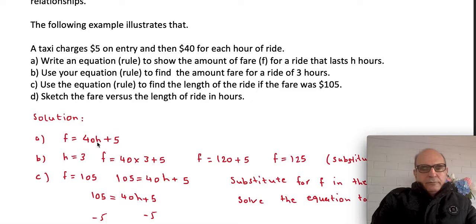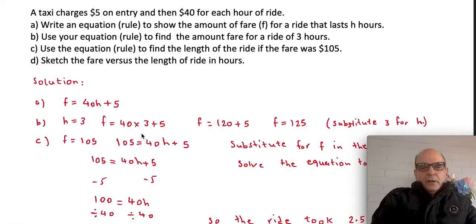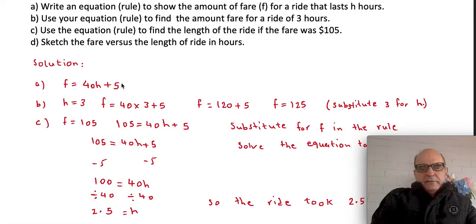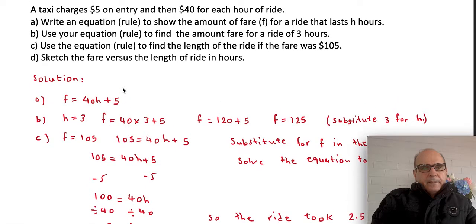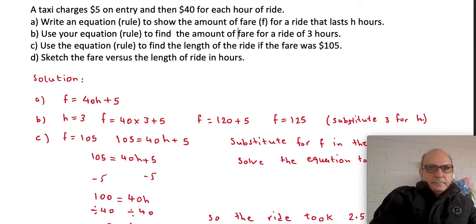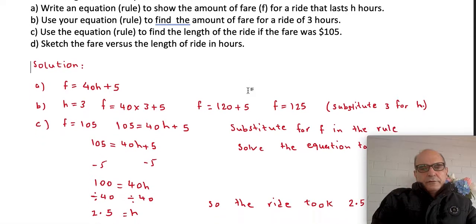If you've been riding for 2 hours, it's going to be 2 times 40 plus 5. You're going to pay $85. And from that, we can see that we always times the time in hours by 40 and you're adding 5. Then part B, use the equation or rule to find the amount of fare for a ride of 3 hours.